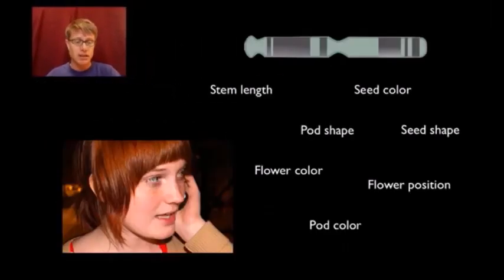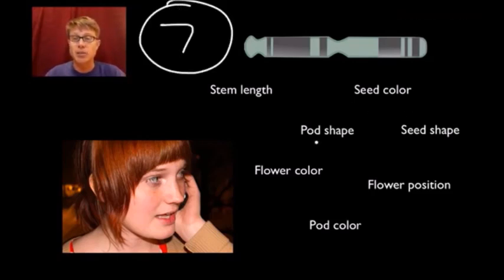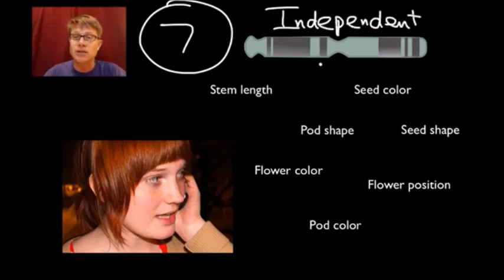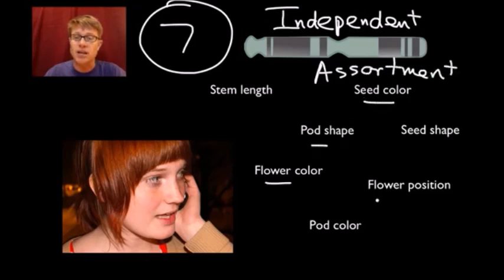And so let's start with Mendel. Mendel studied 7 things. He studied the stem length of plants, seed color, pod shape, seed shape, flower color, flower position. In other words, he studied 7 different characteristics, and he was able to come up with his idea of independent assortment. What is independent assortment? Well, essentially it means that all of these genes assort independently. In other words, one cannot affect the other.